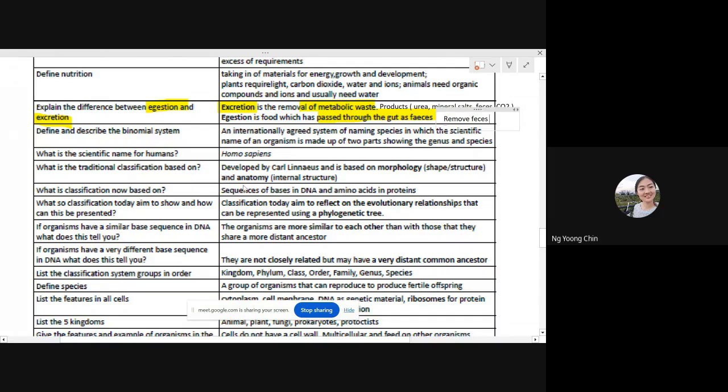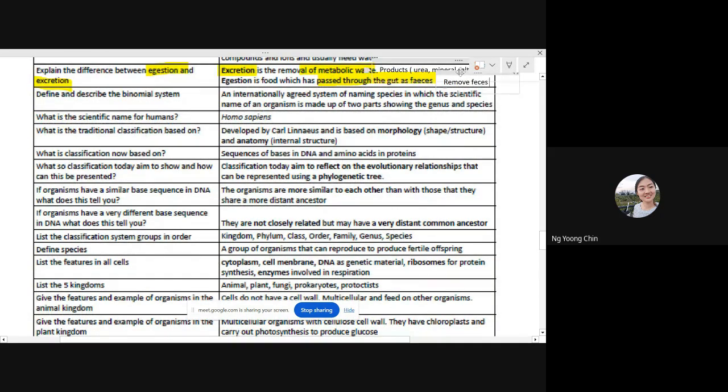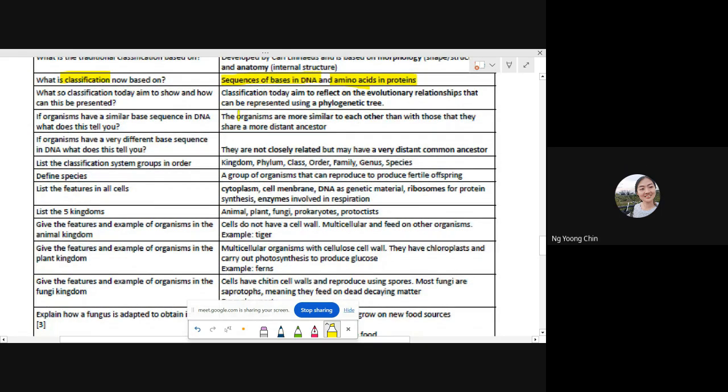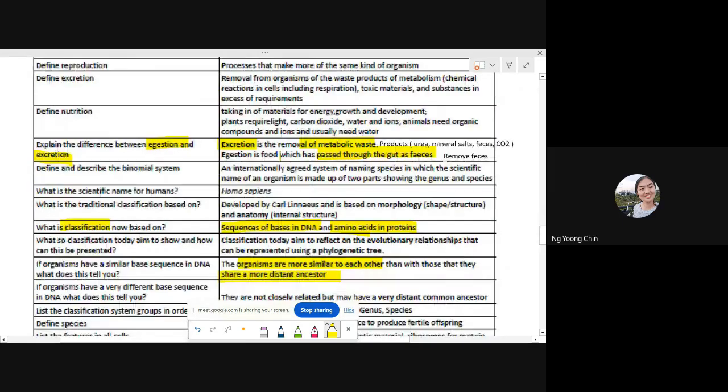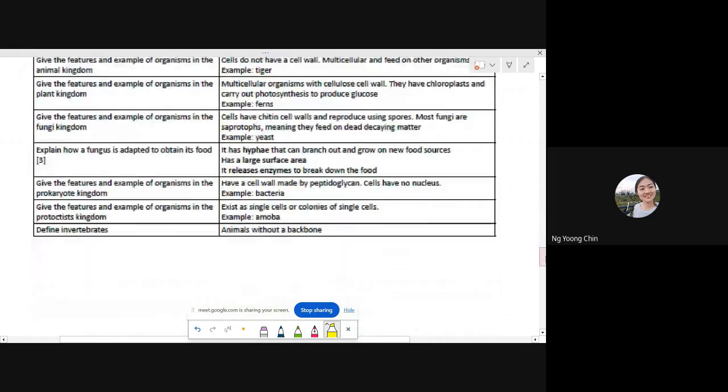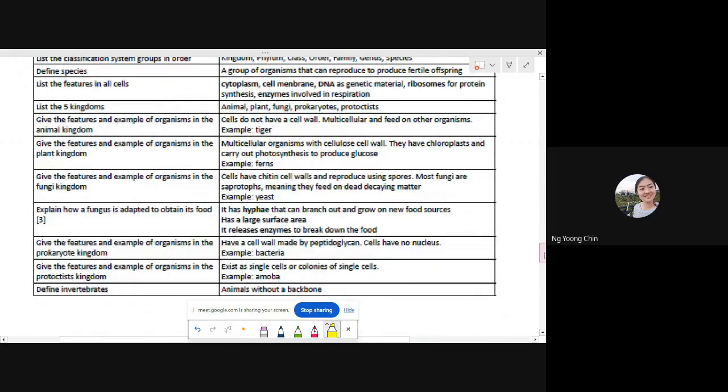And then any other things that let me check on. Okay, so classification. Whenever the question asks about classification, it is based on the DNA sequencing. The DNA sequencing will determine the sequence of amino acids. So if they are more similar to each other, they share more ancestors. Okay, I think that's all.